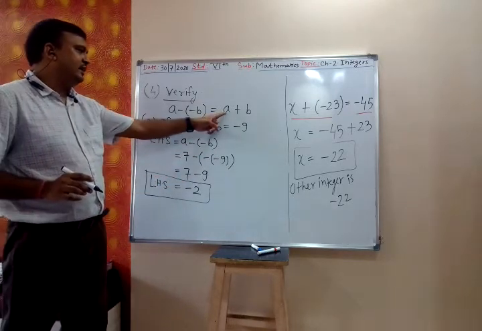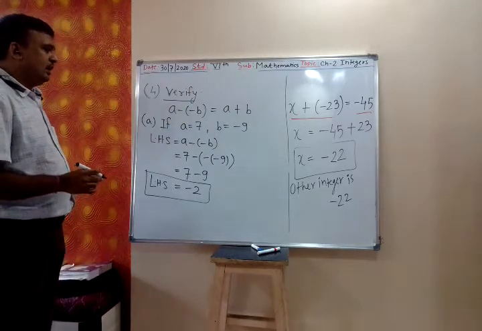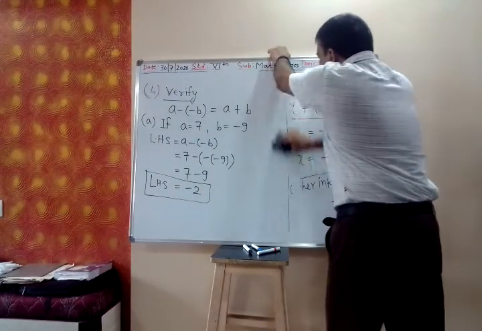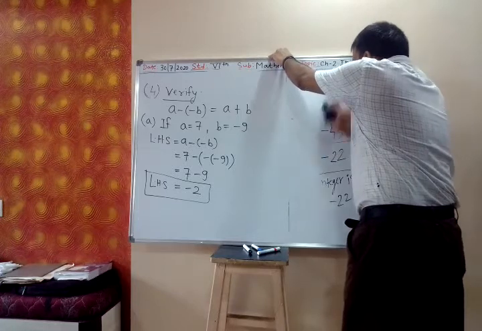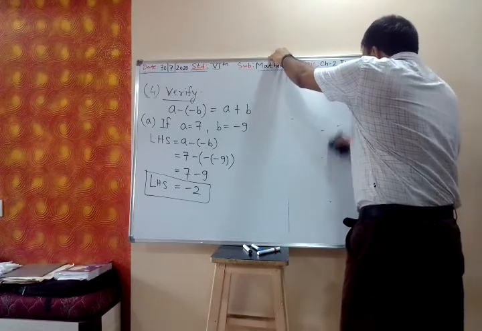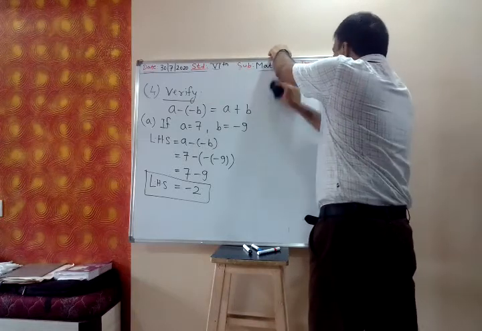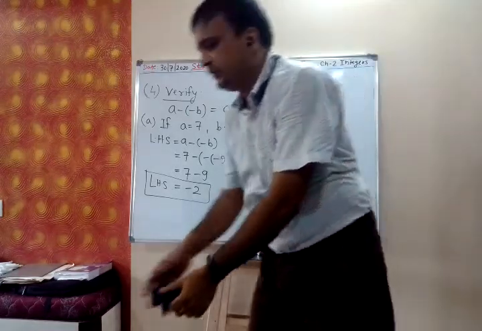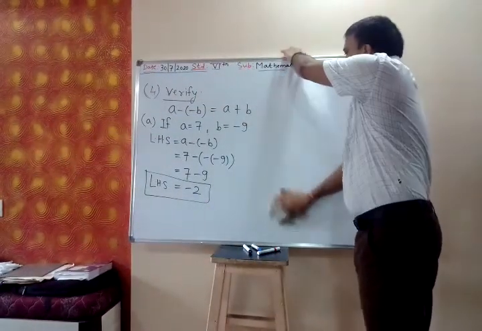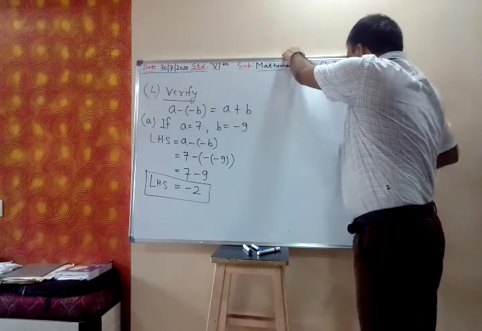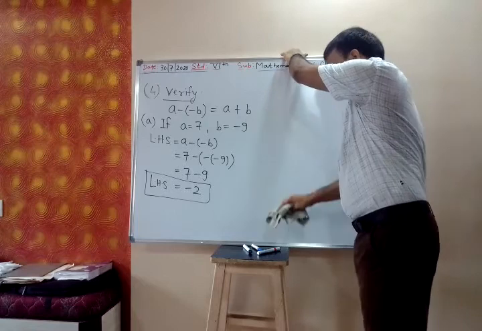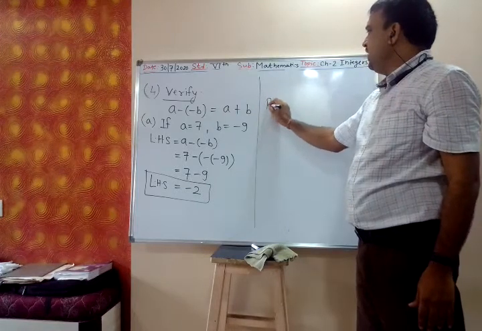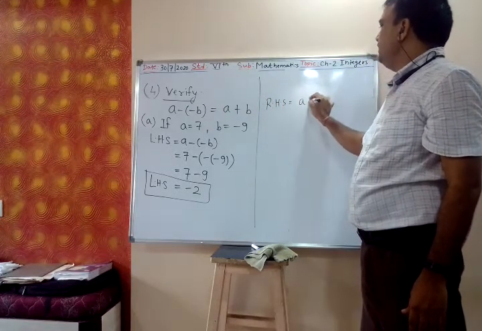Now I will find the right hand side, a plus b, and then we check whether the left hand side is the same as the right hand side. The left hand side value is minus 2. Now find the right hand side value, a plus b. So now we consider RHS. RHS means right hand side. The right hand side is a plus b.